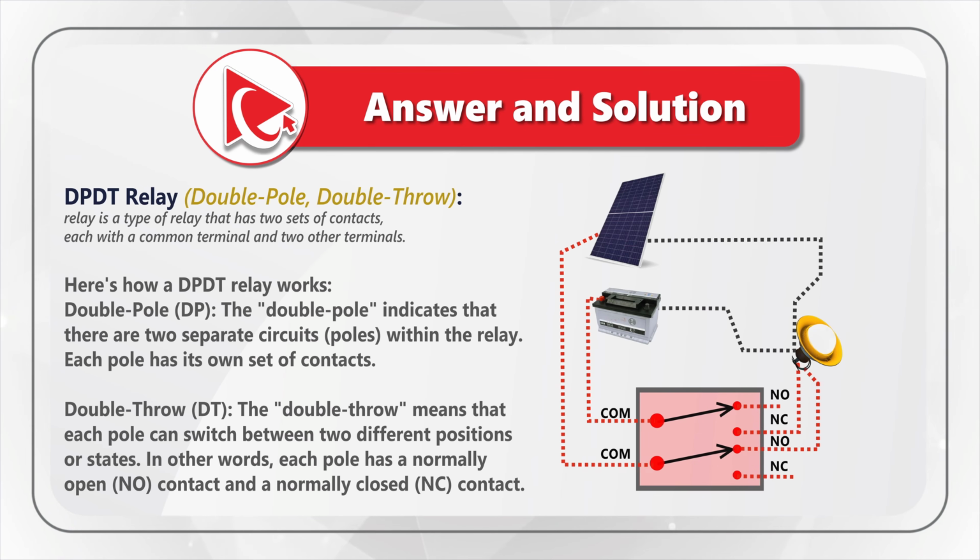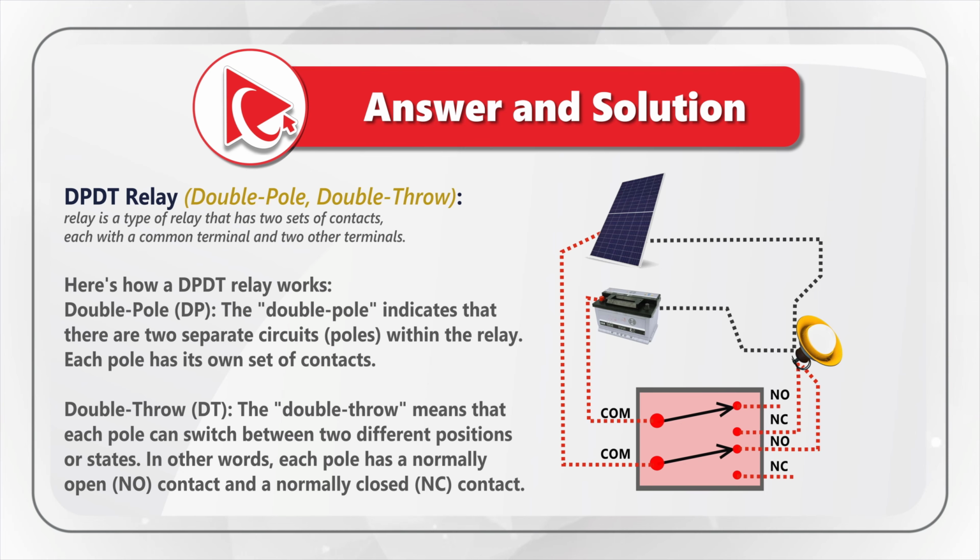A lot more complex relay is DPDT, which stands for double pole, double throw. This type of relay has two sets of contacts, each with a common terminal and two other terminals. Here's how a DPDT relay works. As you might have guessed, DP stands for double pole. The double pole indicates that there are two separate circuits, poles, within the relay. Each pole has its own set of contacts. Double throw, DT, on the other hand, means that each pole can switch between two different positions or states. In other words, each pole has a normally open, NO, contact, and a normally closed, NC, contact.